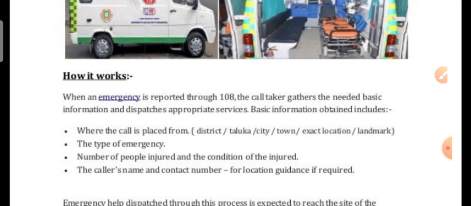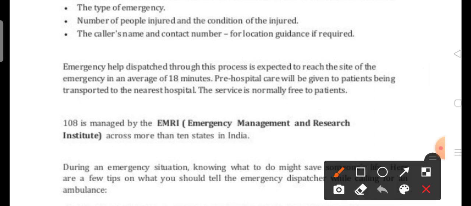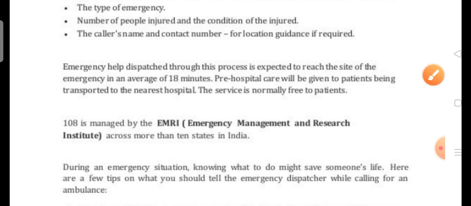Next, the emergency help dispatched through this process is expected to reach the site of the emergency in an average of 18 minutes. Pre-hospital care will be given to patients being transported to the nearest hospital. The service is normally free to patients.